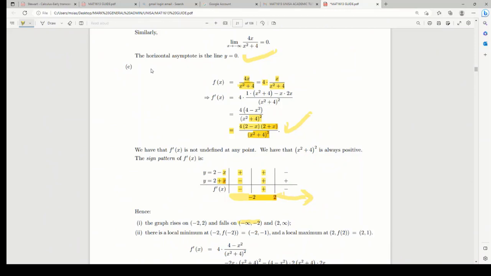Then I substitute 3 in place of x: 2 minus 3 is negative, and 2 plus 3, well, that is positive. And a negative times a positive is a negative. So over the interval minus infinity to minus 2, the function falls. And over the interval minus 2 to 2, the function rises, it's positive. And for the interval 2 to infinity, it's negative, so it falls again. So we know that. Okay.